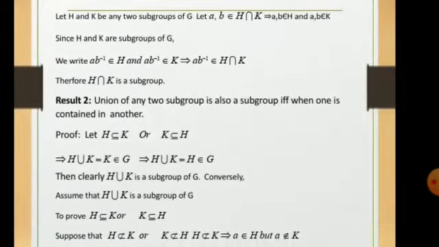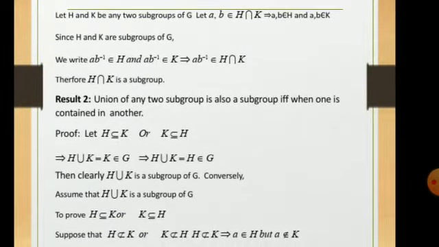Proof. Let us consider two subgroups H and K of G. Let a, b belong to H intersection K. Then a, b belong to H and a, b belong to K. Since H and K are subgroups of G, we can write ab inverse belongs to H and ab inverse belongs to K. This implies ab inverse belongs to H intersection K. Therefore, H intersection K is a subgroup.